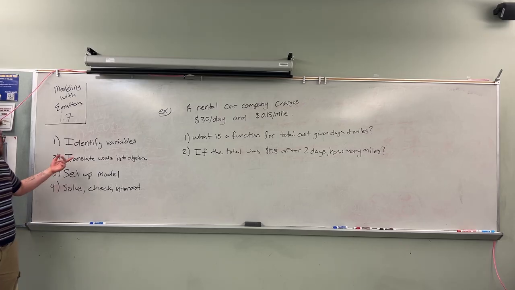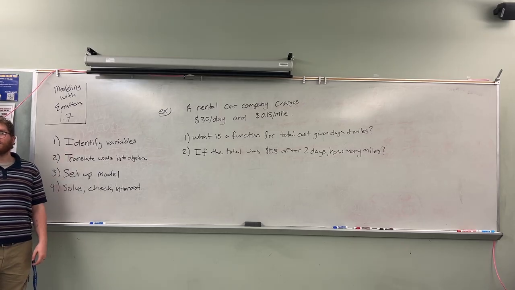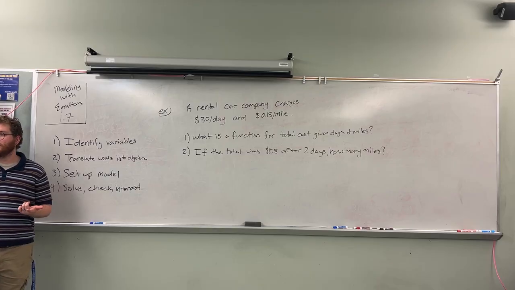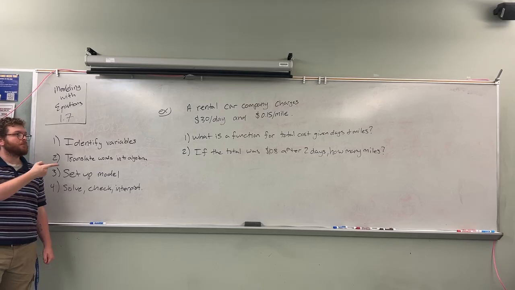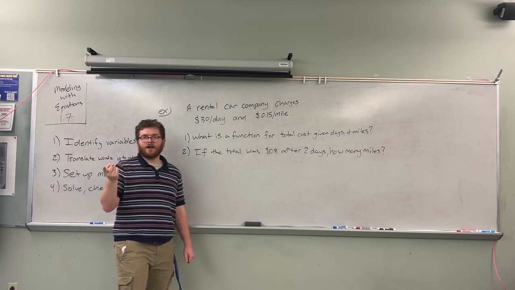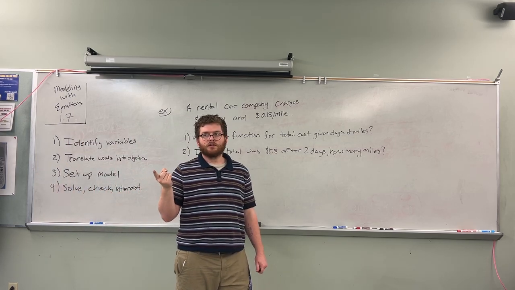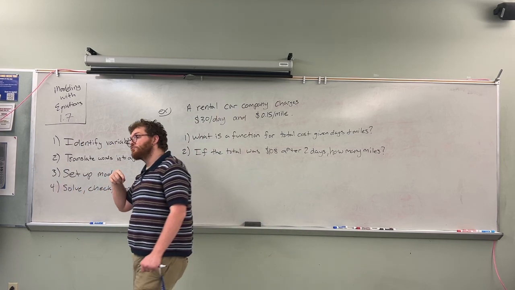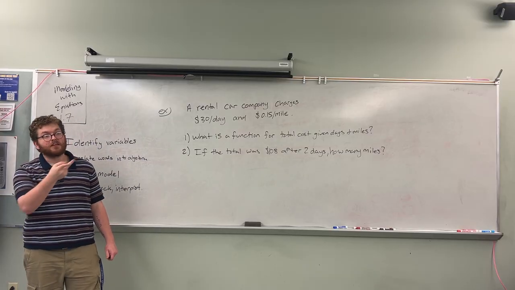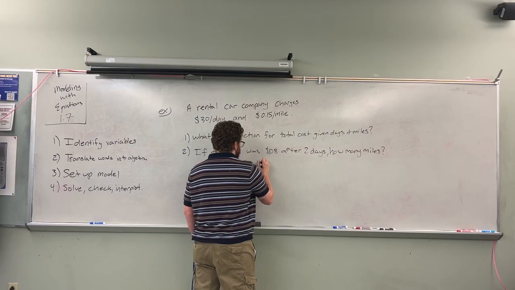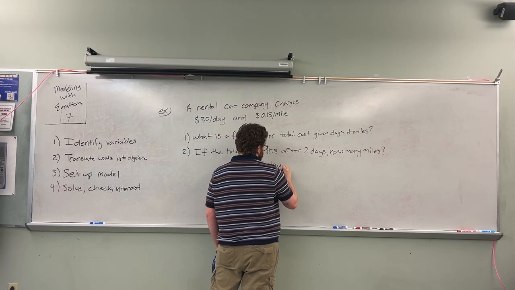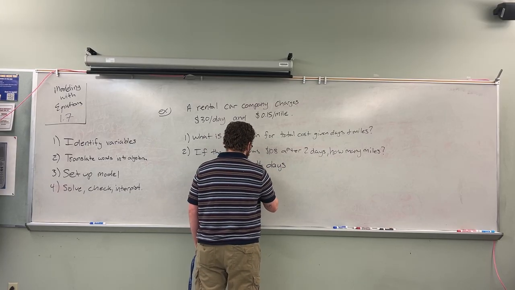So the first thing I'm going to do is identify variables. First of all, how many variables do we have in this problem? 2. What are those variables? We can name them something. Well, variables don't have actual numerical values. Specifically, I should say, what do the variables represent here? Days and miles. I'm going to let D equal number of days, M equal number of miles.